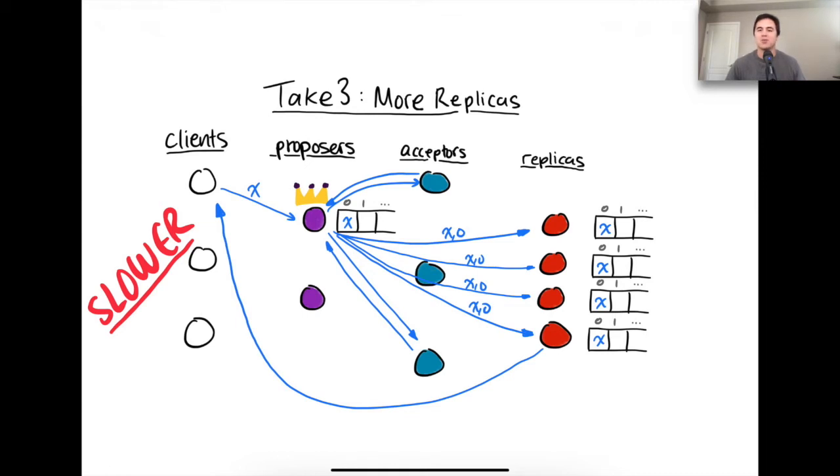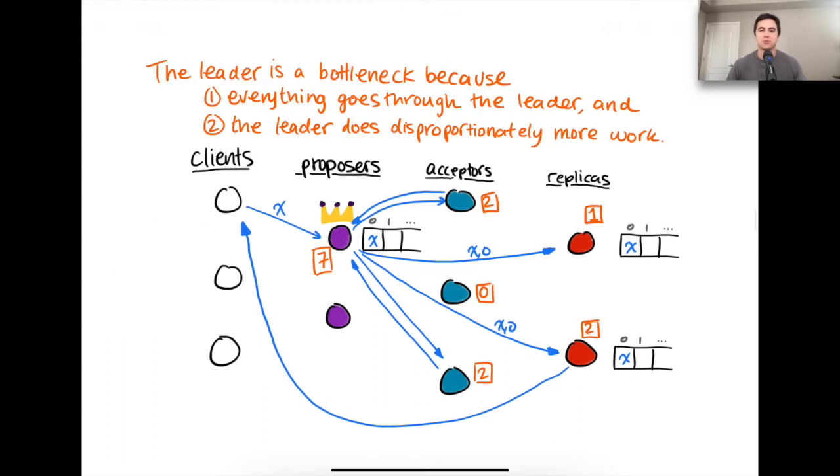Now let's see how we can scale up MultiPaxos in a slightly more clever way. To improve MultiPaxos' throughput, we first have to identify the throughput bottleneck. For MultiPaxos, that is the leader. The leader is the throughput bottleneck for 2 reasons. First, everything goes to the leader. Every command is sent to the leader, and the leader orchestrates all of the communication for the entire protocol.